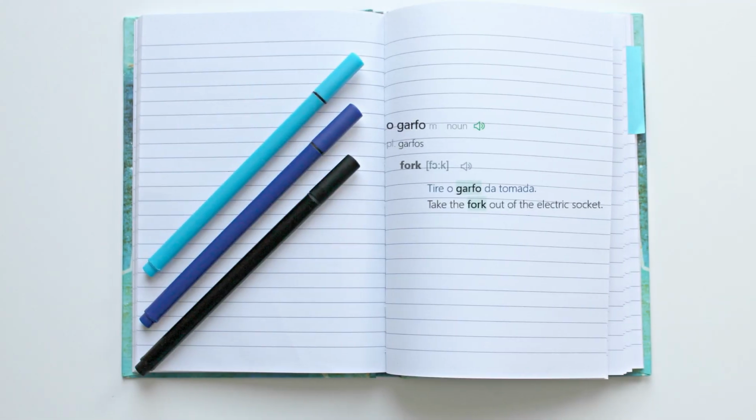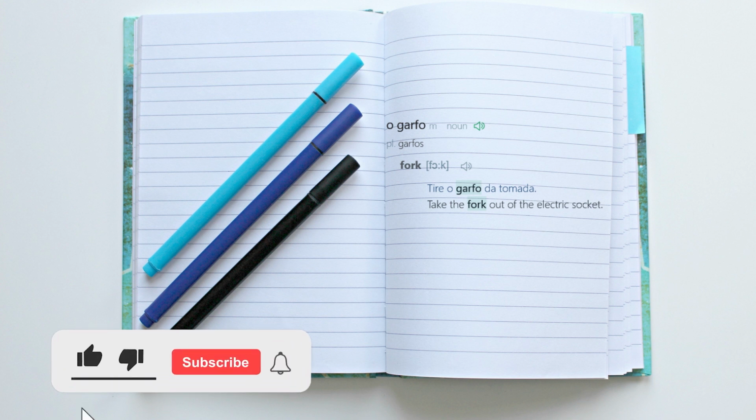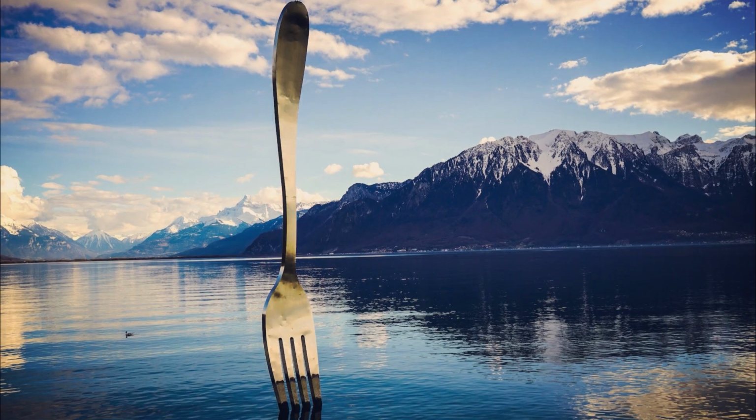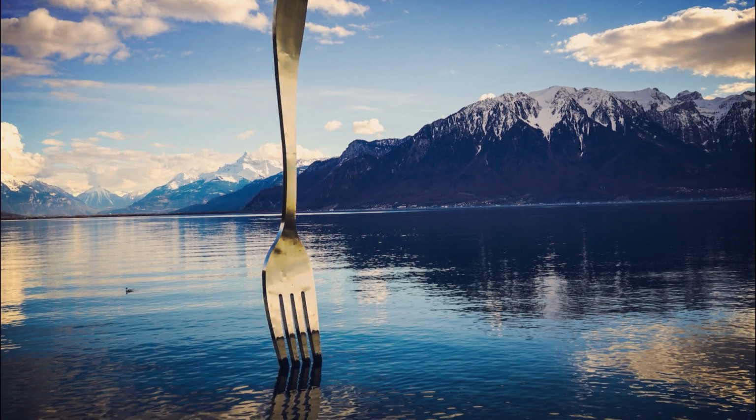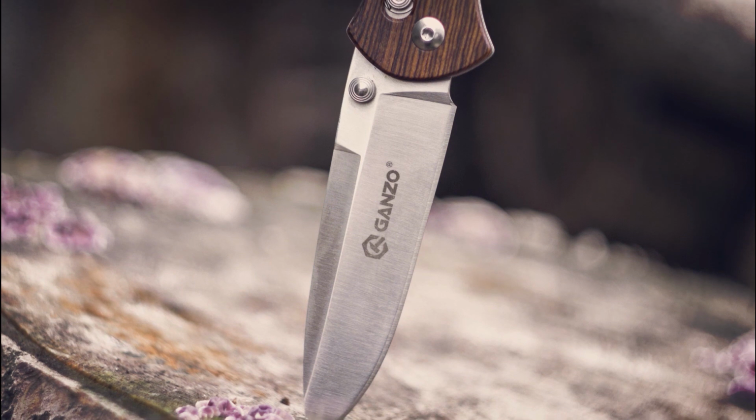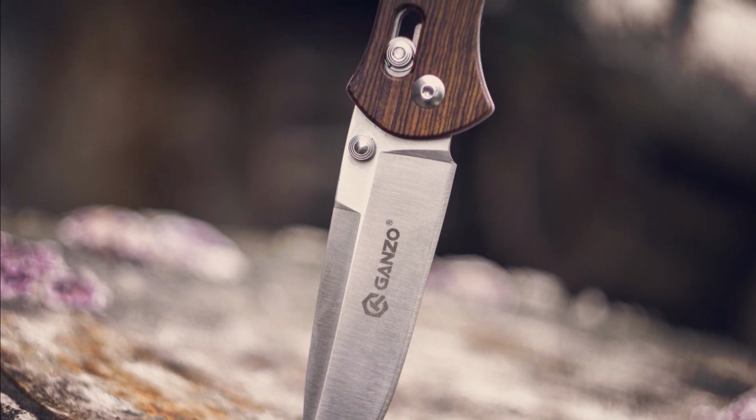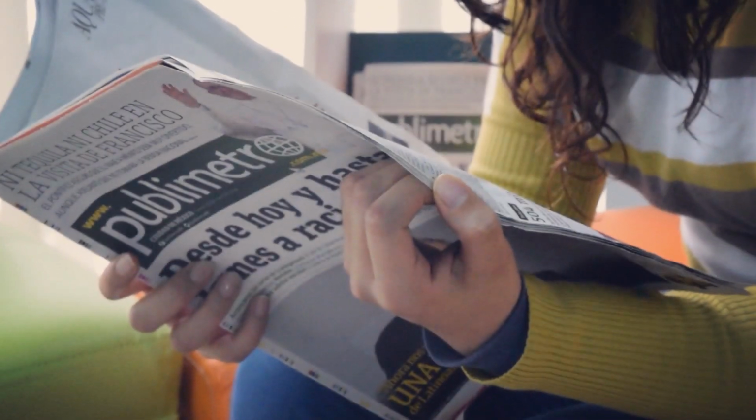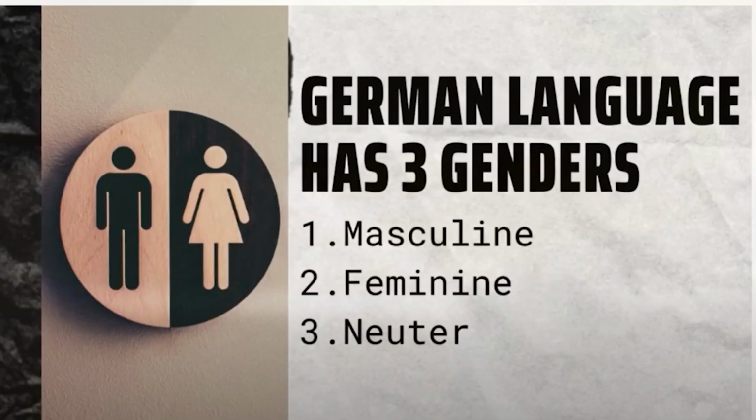Any articles or adjectives that you use with these nouns also have masculine and feminine forms, and must agree with the noun. Why is garfo masculine and faca feminine? I have no idea. There is nothing about a fork that makes it feel masculine to me, just as there is nothing about a knife that is obviously feminine. They just are that way in Portuguese. But it gets worse. The German language has 3 genders, with neuter joining masculine and feminine.